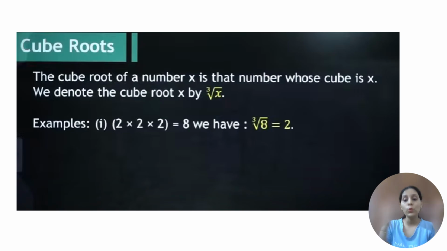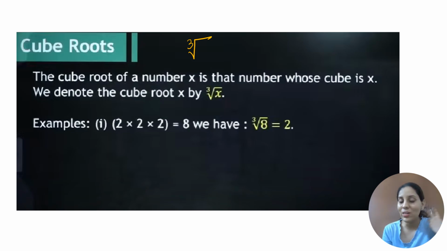Next, cube roots. What is a cube root? The cube root of a number x is that number whose cube is x. We denote it with the cube root symbol. See, generally how do we denote the square root? This one. When we don't write any number here, it is by default 2, the square root. But in the same symbol, if I insert 3, it becomes the cube root. This is the symbol for the cube root.